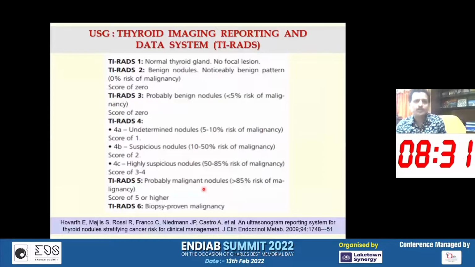As you can see, the ultrasonographic report should come like a thyroid system, and there are actually 6 varieties. Thyroid 1 is a normal thyroid gland, thyroid 2 is a benign nodule, thyroid 3 is a probably benign nodule. So up to thyroid 3, we can consider that we are dealing with a benign nodule. Having said that, in thyroid 3, the risk of malignancy is not 0, but less than 5%. However, thyroid 4 and thyroid 5 have a high possibility of malignancy, and thyroid 6 is basically a case of malignancy.